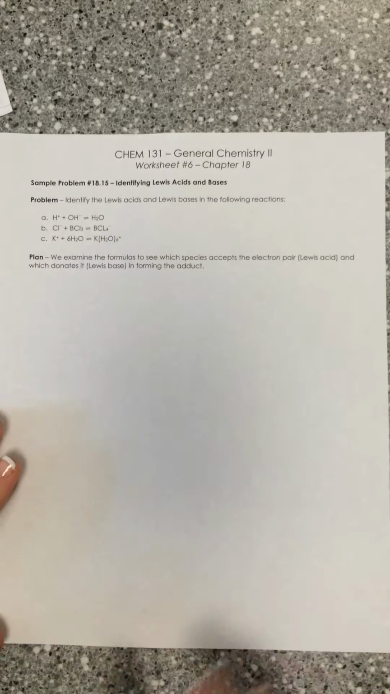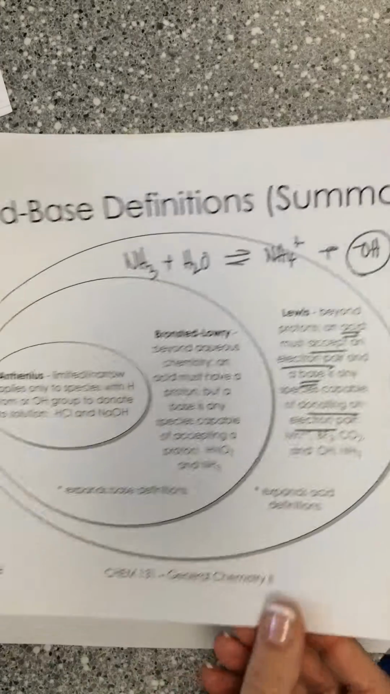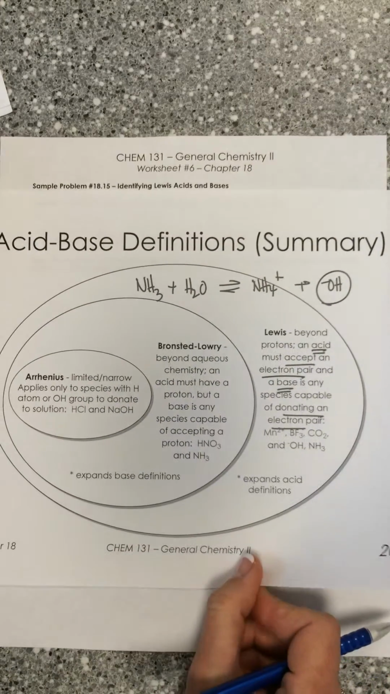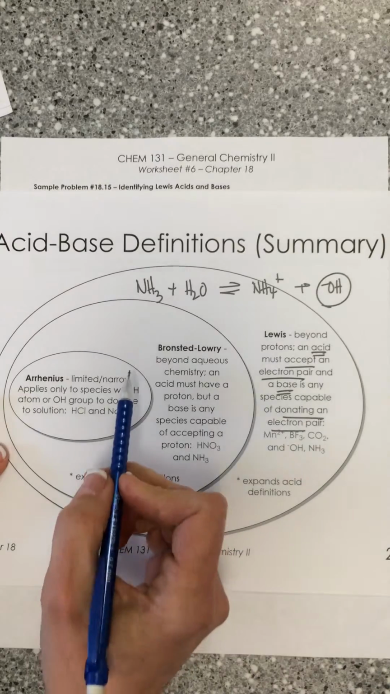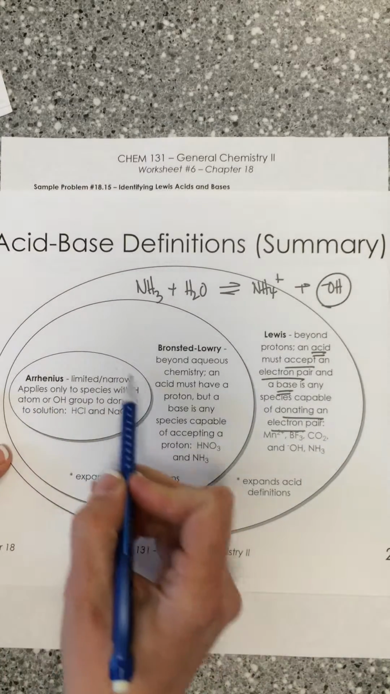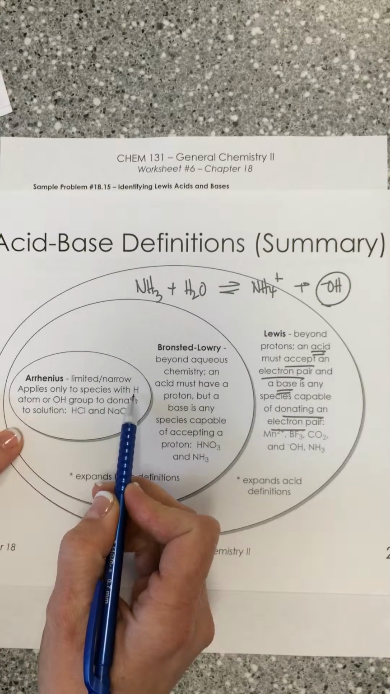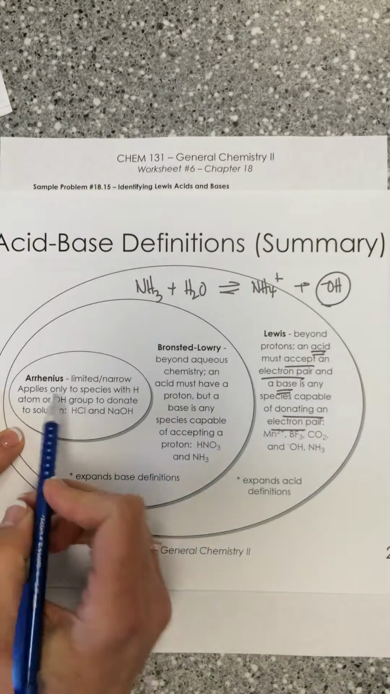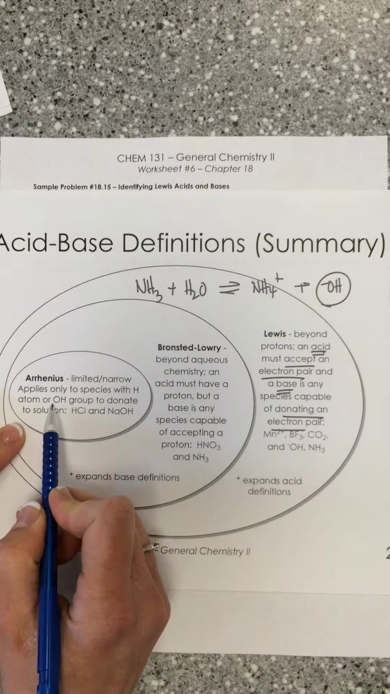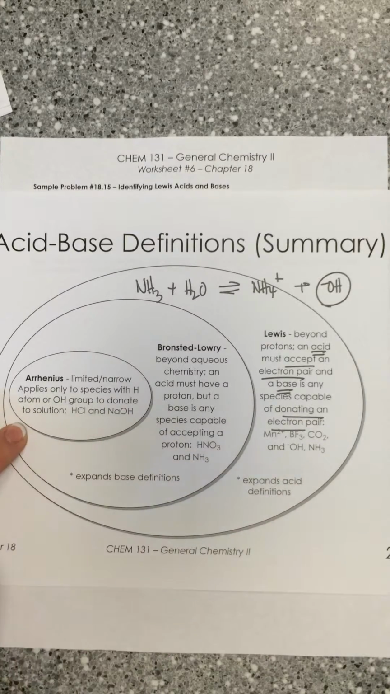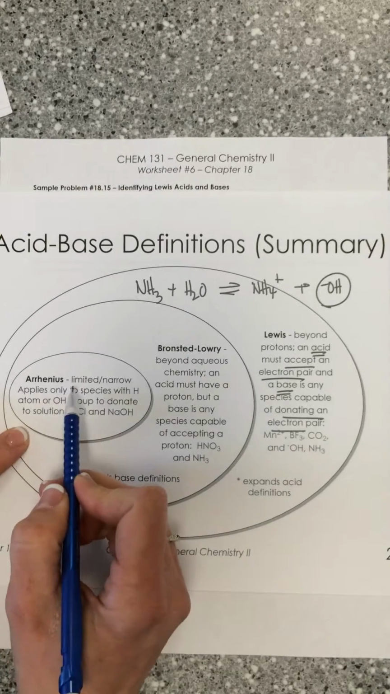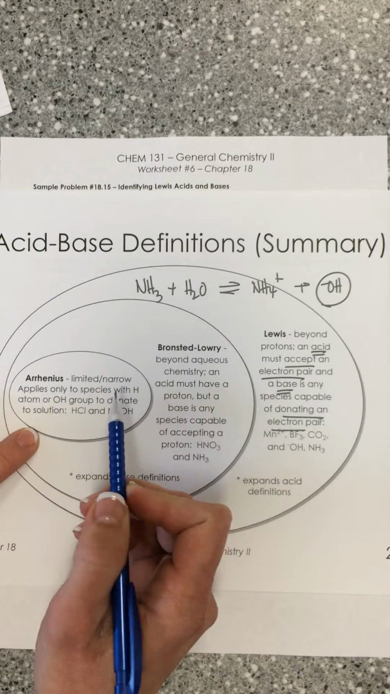So the last sample problem in chapter 18 gets us to think with a little bit more of an expanded view of what acids and bases are. This is just a summary slide from lecture. A lot of people think about the Arrhenius definition of acids and bases, which means that acids are species that increase the H+ concentration in solution or have H atoms to donate to solution or contribute an OH group to solution. Unfortunately, it's a very limited or narrow view of acids and bases.